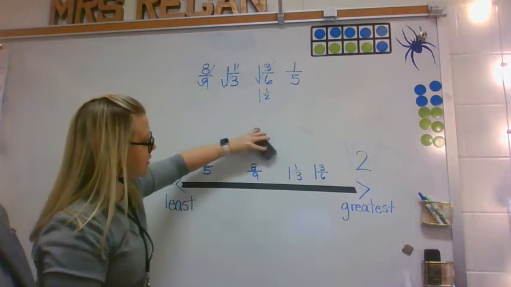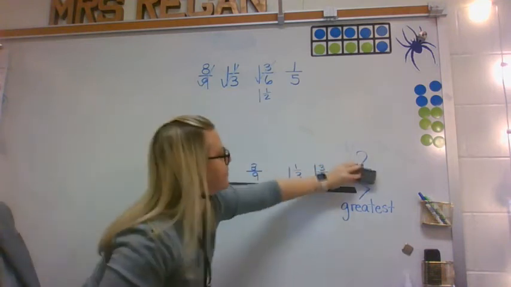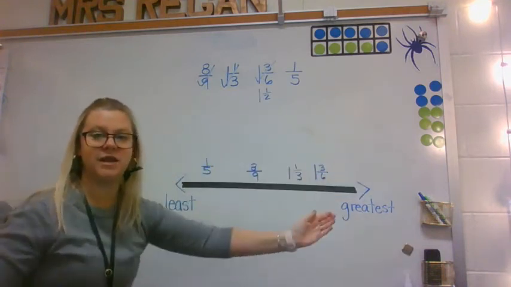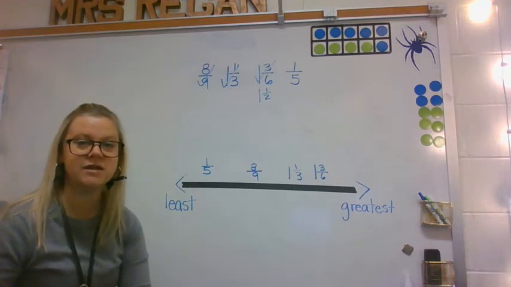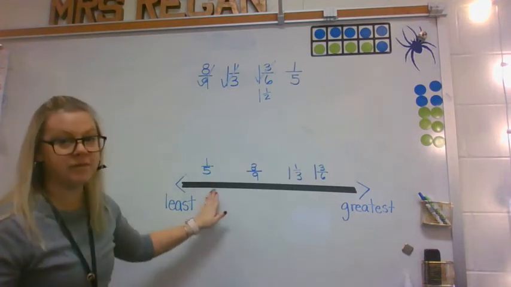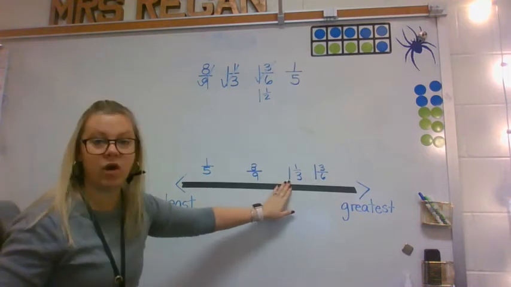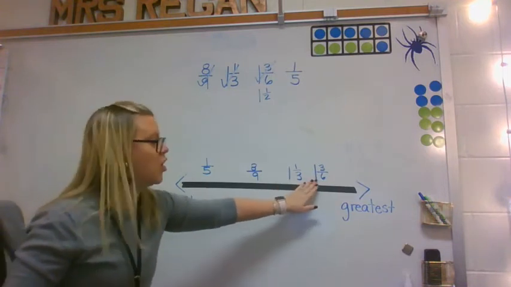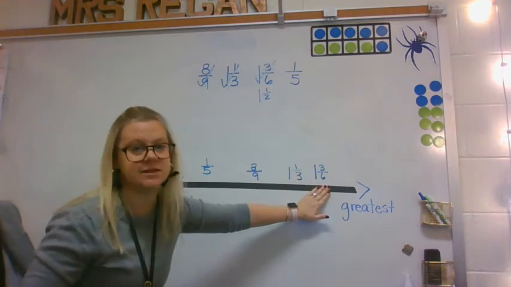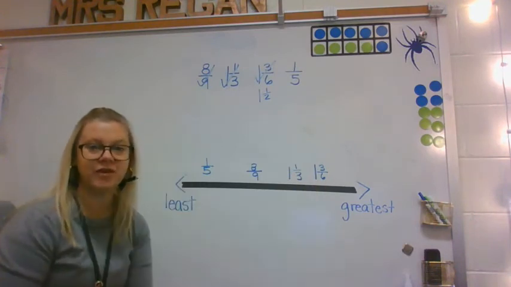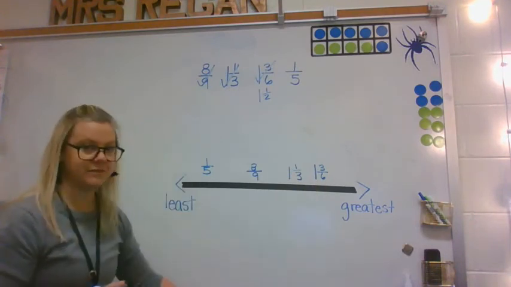So when I have all my numbers right here on my number line, it's immediately put in order for me from least to greatest. 1/5, 8/9, then into my mixed numbers, 1 whole plus 1/3, 1 whole and 3/6. There's your ordering fractions between least to greatest.